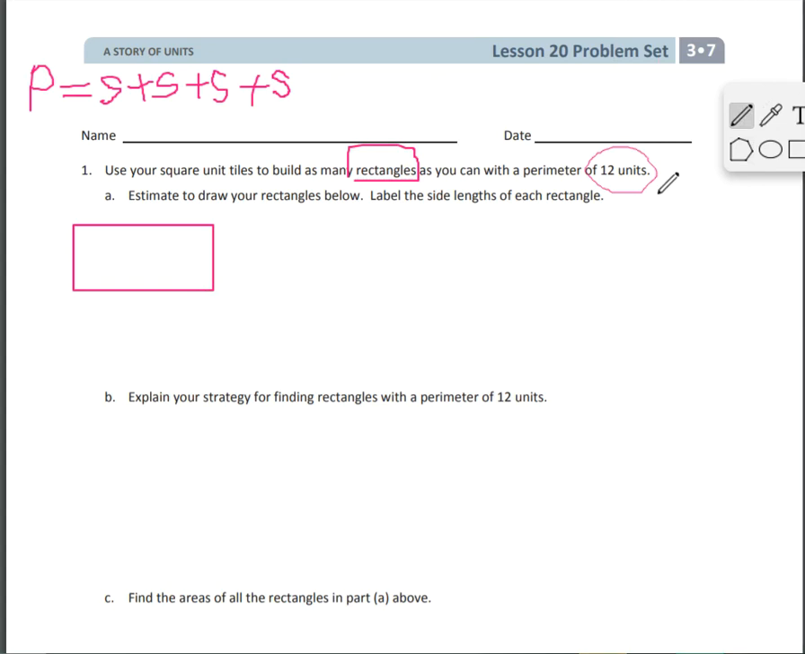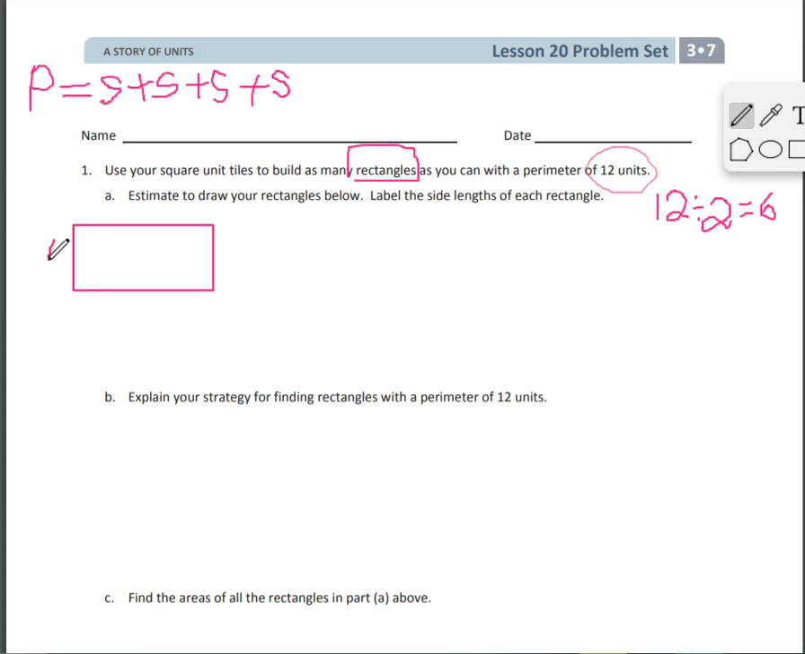And what I'm going to do is divide 12 by 2. Why am I dividing 12 by 2? Because I'm trying to find the length of 2 of the sides. When I know 2 of the sides, I can figure out the other 2 because rectangles have two sets of sides that are always going to be the same. So when I divide 12 by 2, I get 6. That means 2 of my sides will add up to 6.